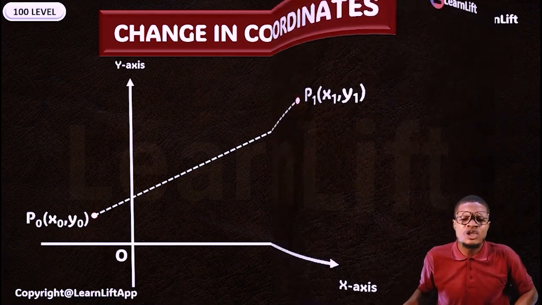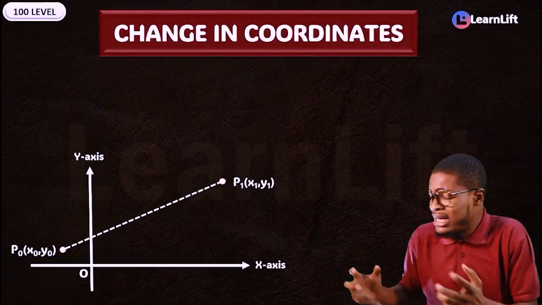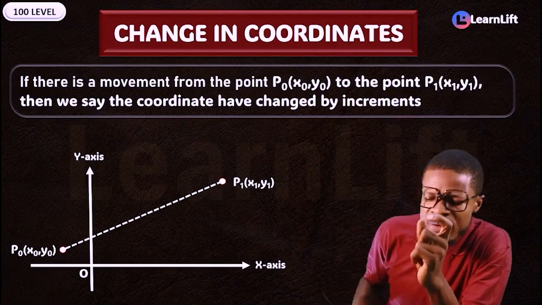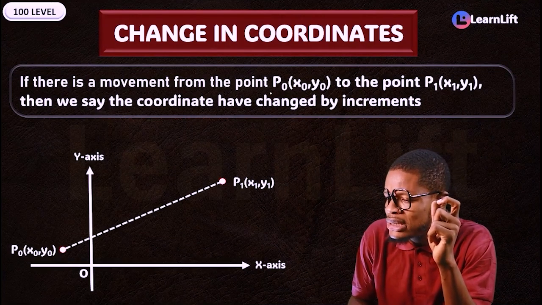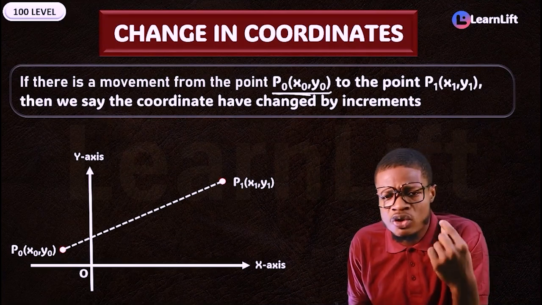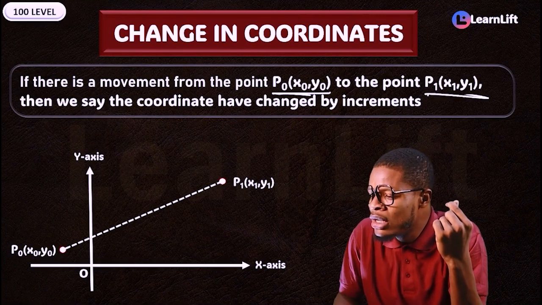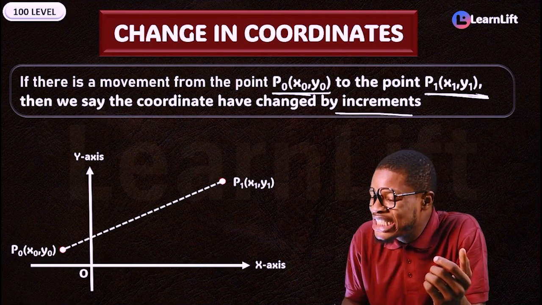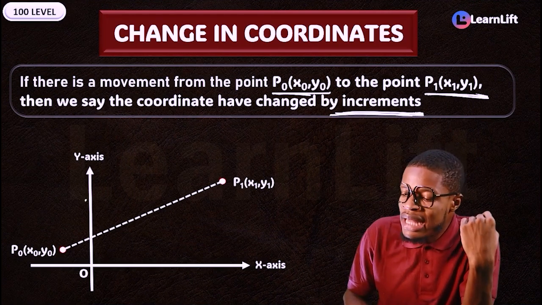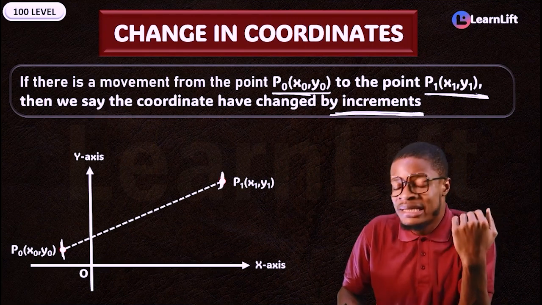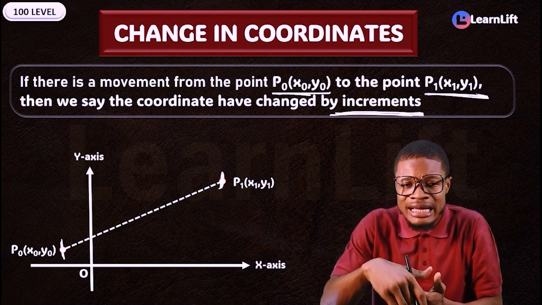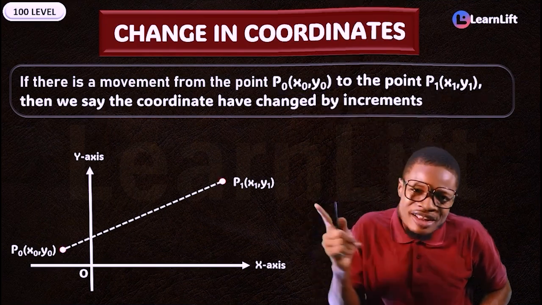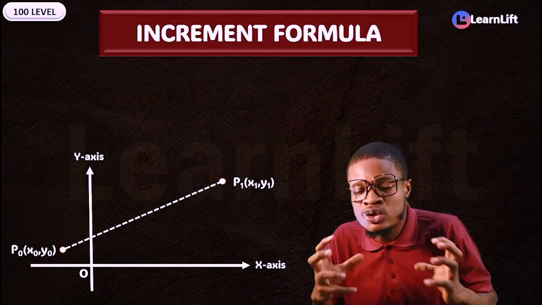Now follow me, let me show you something more interesting. But let's go deeper into it a little. If there is a movement from the point P0, which has coordinates x0, y0, to the point P1, which has coordinates x1, y1, then we say that the coordinates have changed by increments. If you understand that, that leads us into what is called the increment formula.